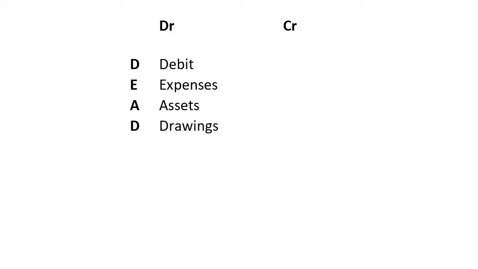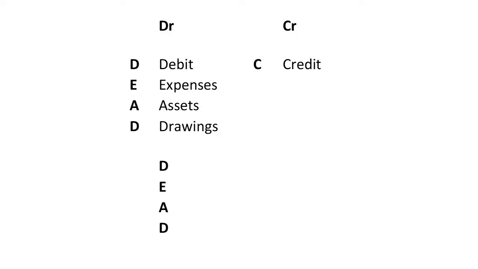In the debit column we have D for debit, E for expenses, A for assets, and D for drawings. If we take the first letter from each word, we have D for debit, E for expenses, A for assets, and D for drawings, we get the word dead.